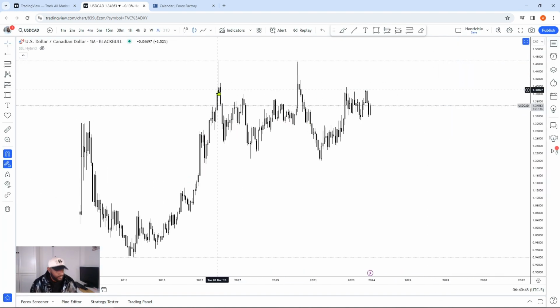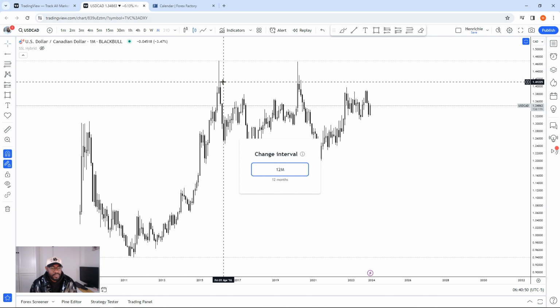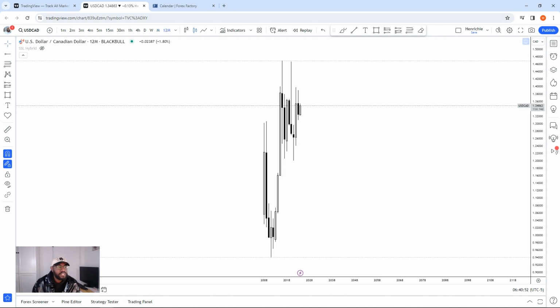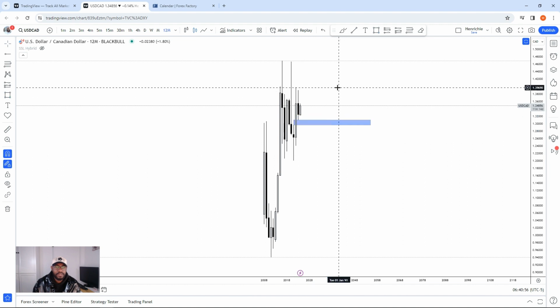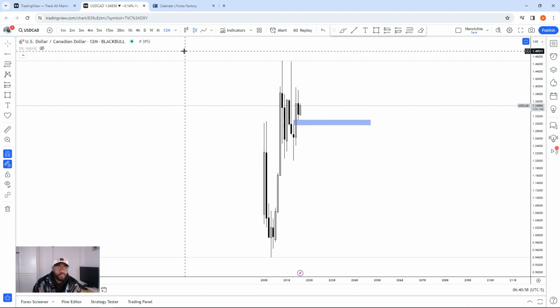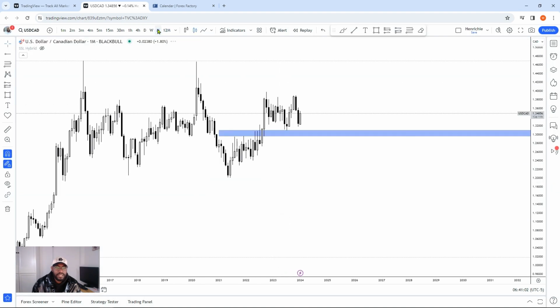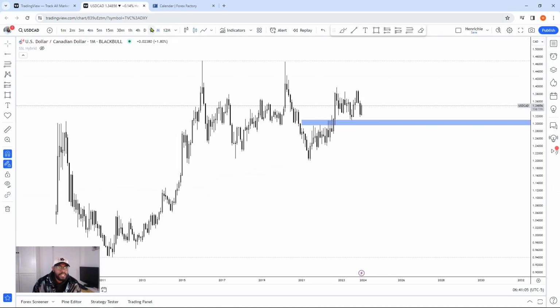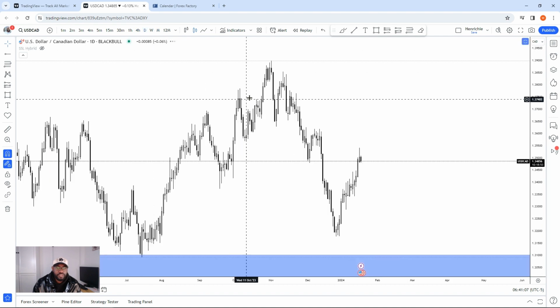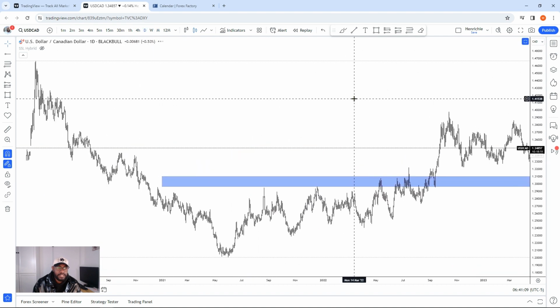So for USD CAD, first of all, if we look at the 12-month time frame, the first thing we see right here is this inefficiency resting right here. This could act as a draw on liquidity to attract price to the downside. The next thing we do, go back to the monthly, and then we want to see what the market structure is looking like on the week, on the daily.